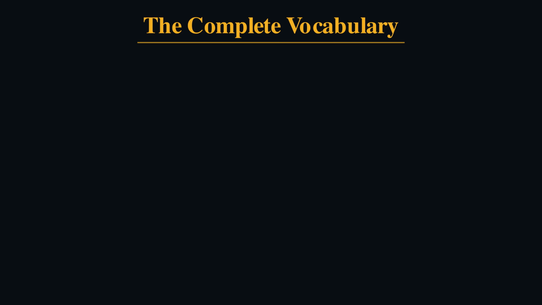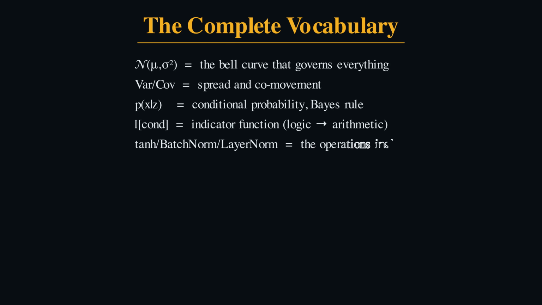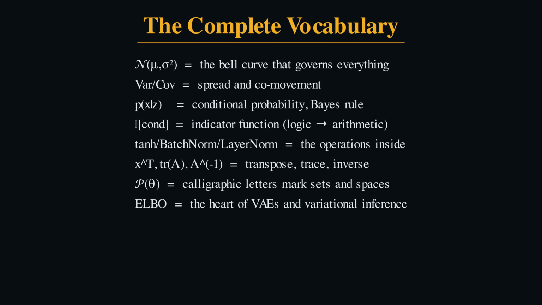Let us recap the complete vocabulary. The Gaussian, curly N, the bell curve that governs almost everything in machine learning. Variance and covariance measure spread and co-movement. Conditional probability and Bayes' rule let us flip conditions. The indicator function turns logic into arithmetic.